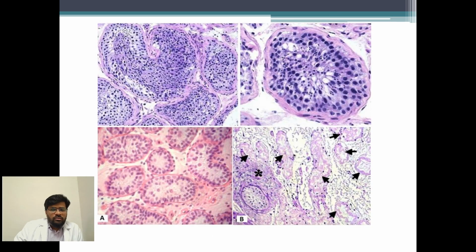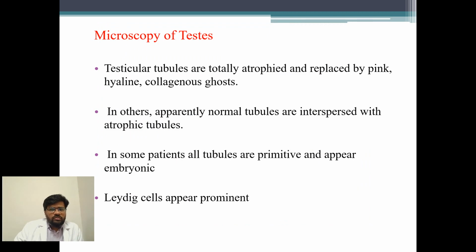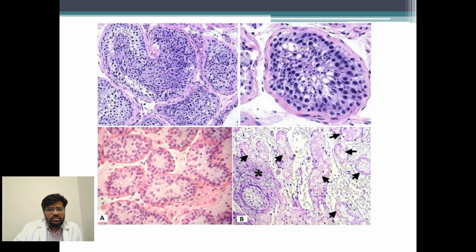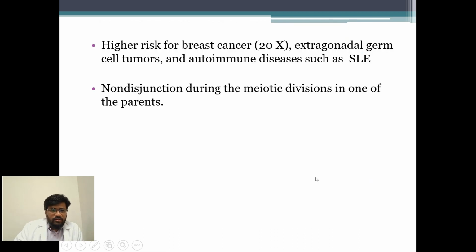And what do you see in microscopy? You can see in microscopy the testicular tubules are atrophied and replaced by pink hyaline material instead of normal seminiferous tubules. So these are the pictures. These are the normal testes. They are separated by this hyaline material. So this is Klinefelter syndrome.